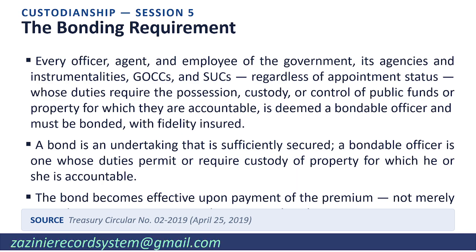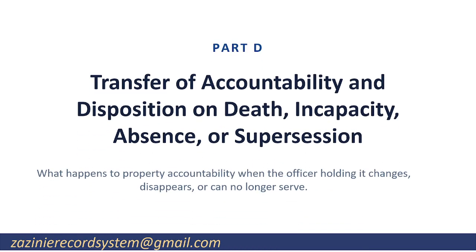Next slide. Part D. Transfer of accountability and disposition on death, incapacity, absence, or supersession. What happens to property accountability when the officer holding it changes, disappears, or can no longer serve? This part covers what happens to property accountability when the person holding it changes, through ordinary transfer, or through death, incapacity, or disappearance. Next slide.